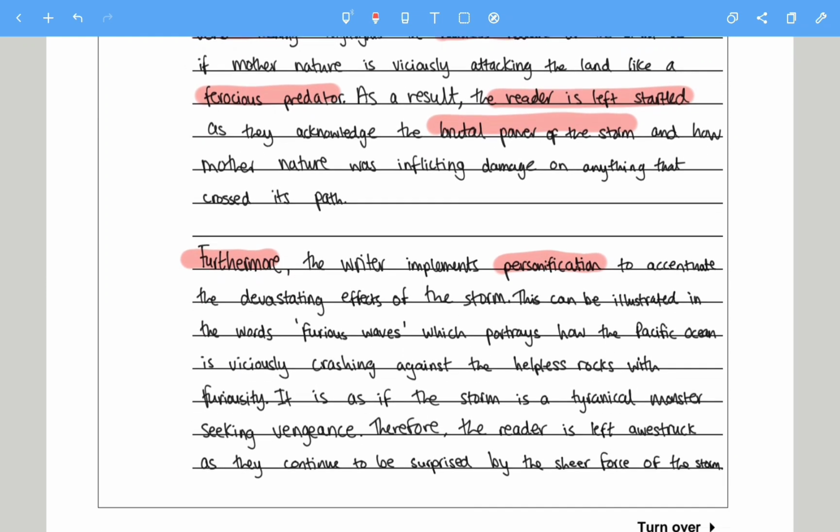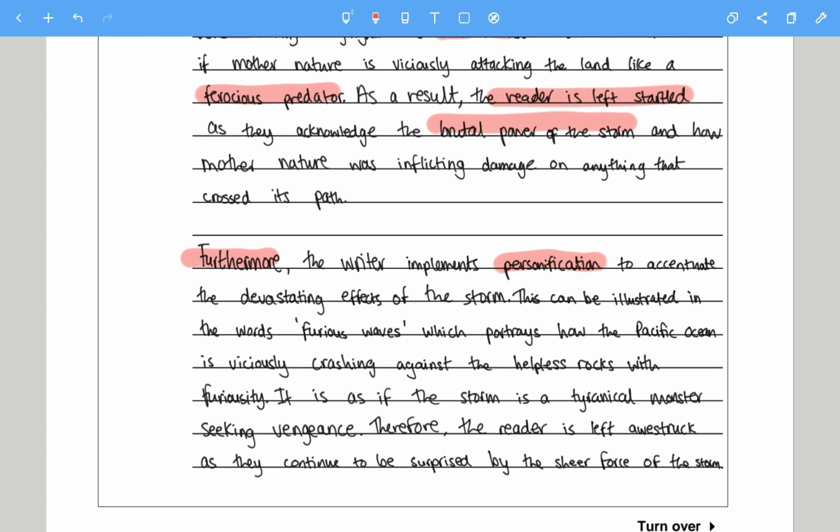So furthermore, the writer implements personification to accentuate the devastating effects of the storm. Very important to look at that clear point. I've identified the technique the writer has used. Accentuate means to emphasize. Now I need to provide evidence or a relevant quote to support my point. So as you can see, that's my point.